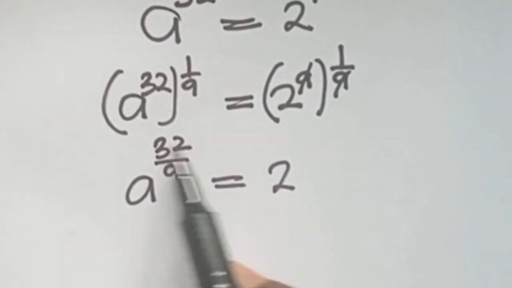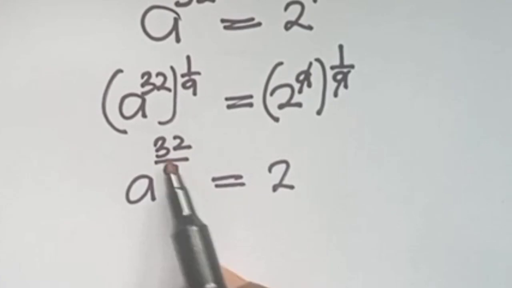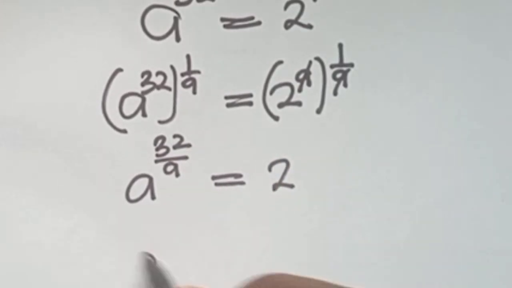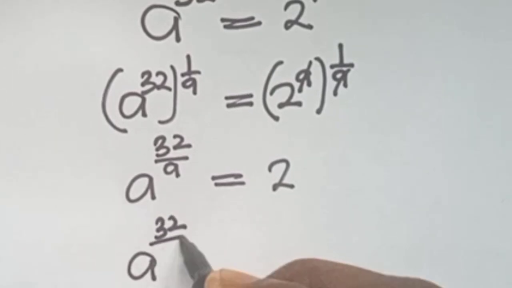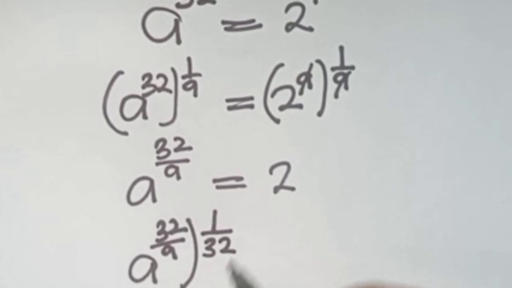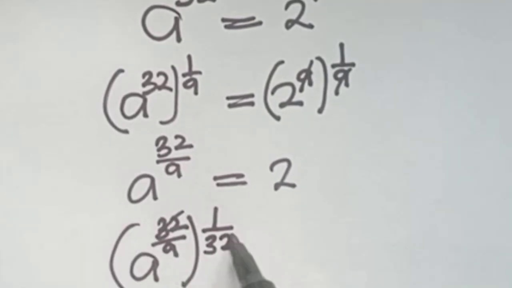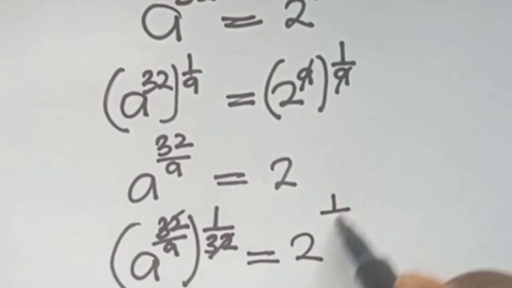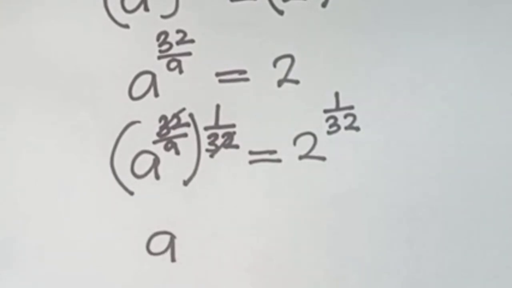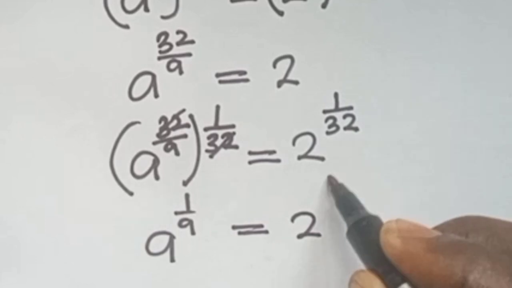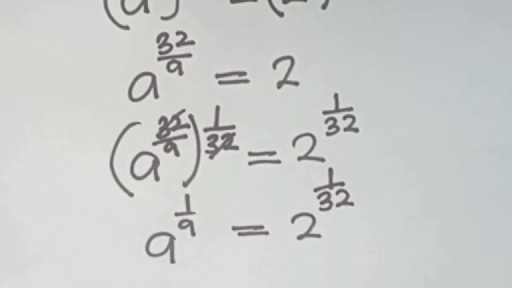Again, I want to take away the power of 32 from the left hand side. So I will multiply both sides again with the reciprocal of 32. That is a to the power of 32 over a times 1 over 32. Here 32 will cancel out, and I want to do the same here: 2 to the power of 1 all over 32. So what will be left here will be a to the power of 1 over a, and this equals 2 to the power of 1 over 32.